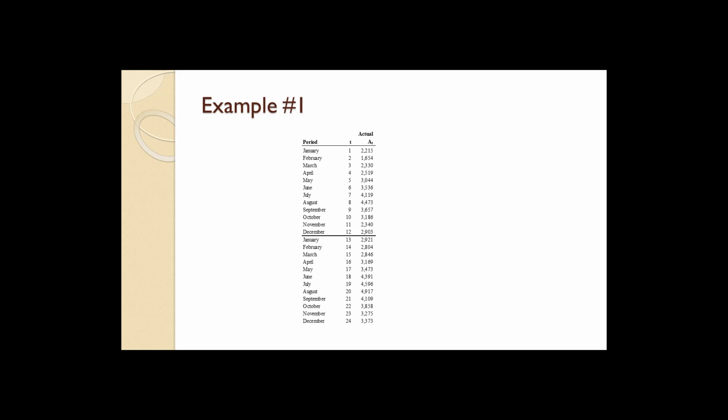The first step is to average the actual demand for the first year: 2,215 plus 1,654 plus 2,330 plus 2,519 plus 3,044 plus 3,536 plus 4,119 plus 4,473 plus 3,657 plus 3,186 plus 2,340 plus 2,903, all divided by 12, equals 2,998.00. This value is not shown on the screen, but will be used in the next set of calculations.